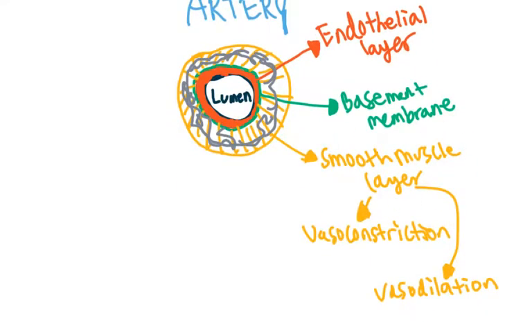Why do we need elastin in our smooth muscle layer? Well, because elastin, so let me go and label this. So this is elastin. And elastin, just like it says, is elastic. All right, so it's stretchy.